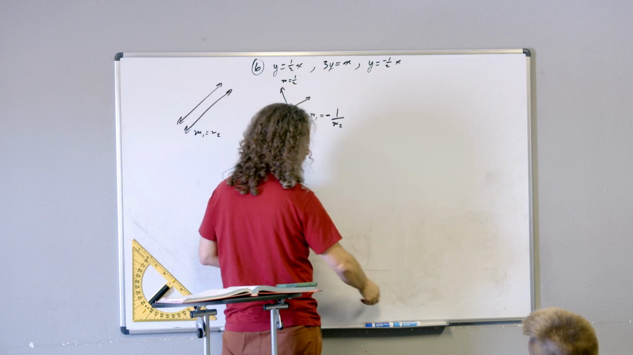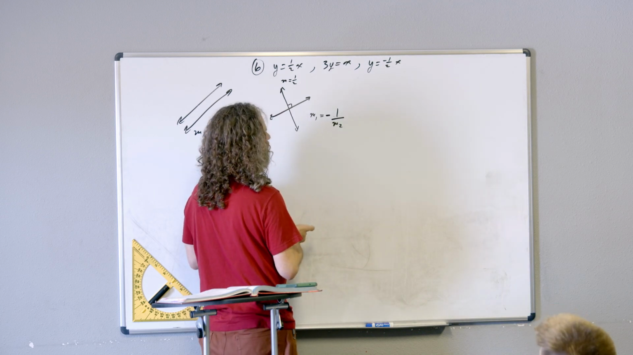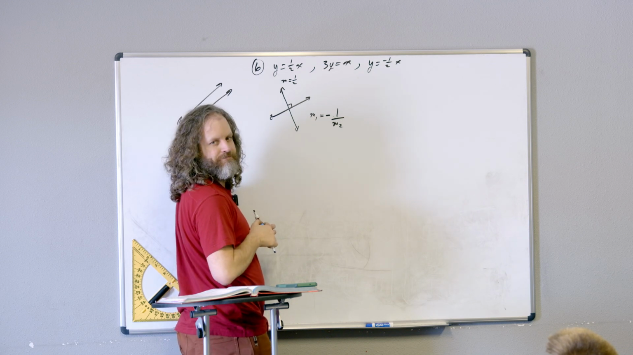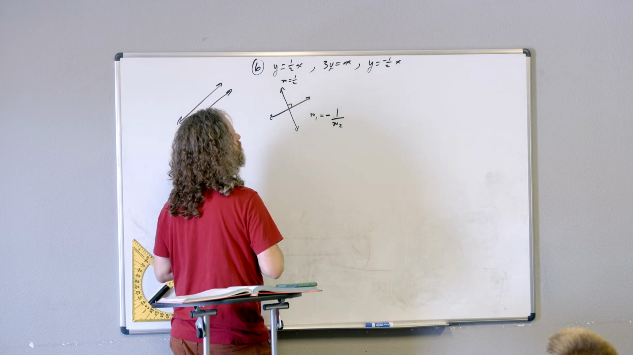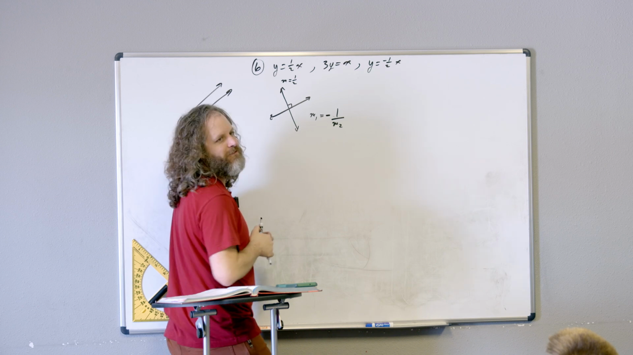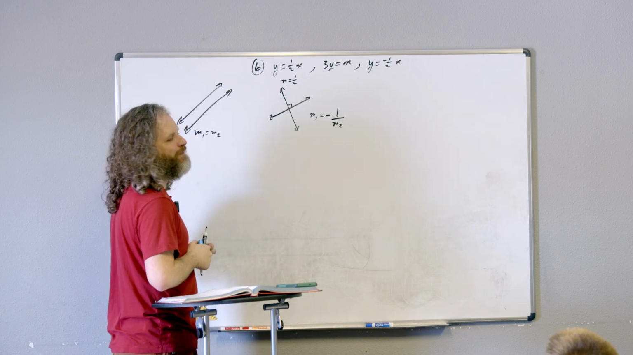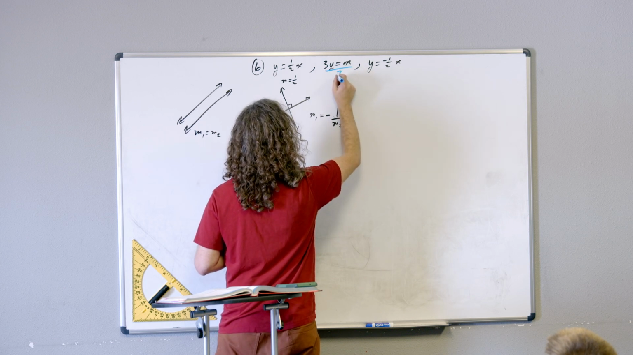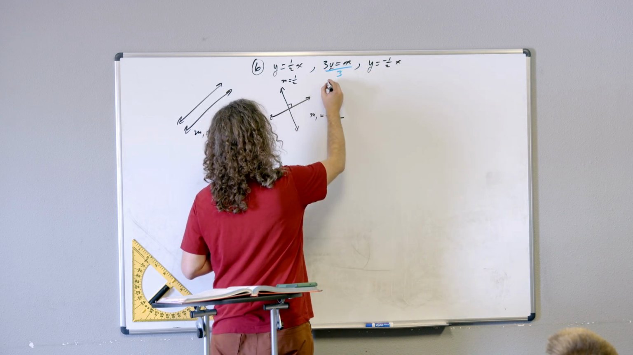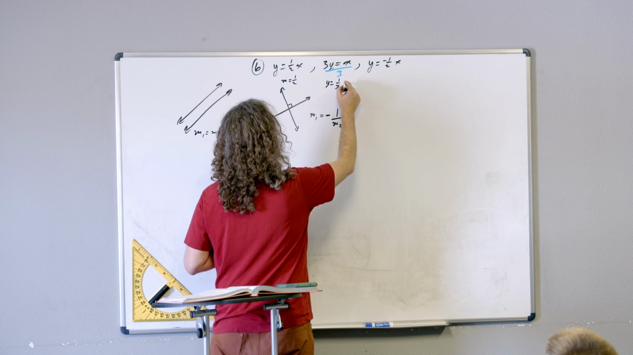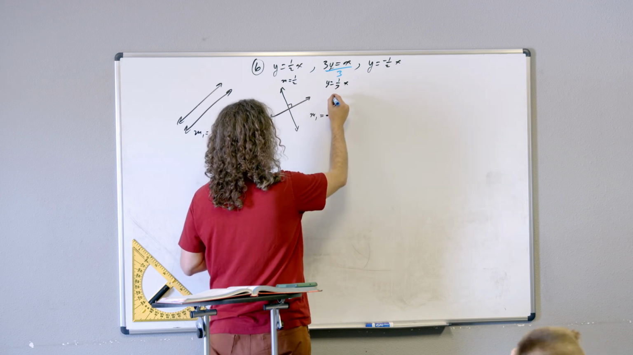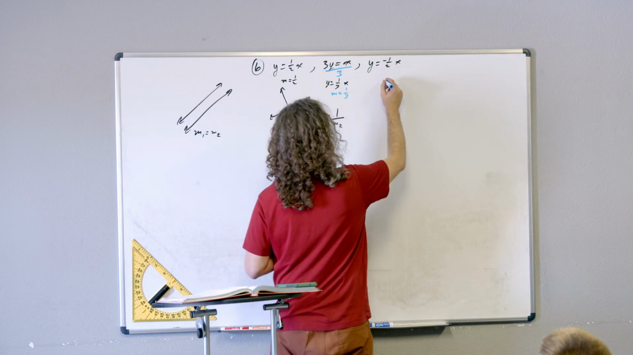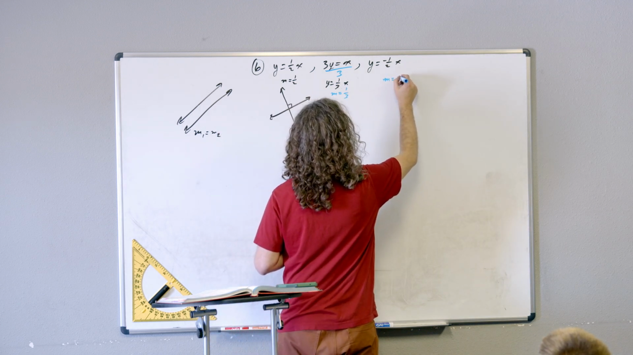What do we need to do to figure out the slope of that one? y is not by itself yet, right? So what do we need to do? Divide 3 off. I agree. You may have meant that, but I don't think you said that. So what's the slope of this line? And what's the slope of this one? Negative 1/2.